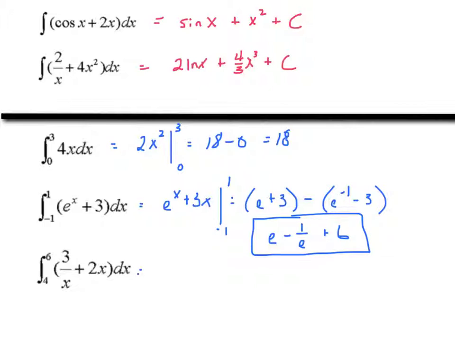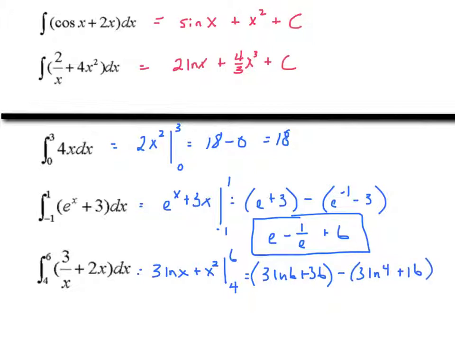And then this one, we have 3 natural log of x plus x squared, evaluated at 6 and 4. So if I plug in 6, I get 3 natural log 6 plus 36. If I plug in 4, I get 3 natural log 4 plus 16. To combine some like terms, of course, 36 minus 16 is 20. Using some log rules, I could make this 6 cubed. Like that. I can make this 4 cubed.